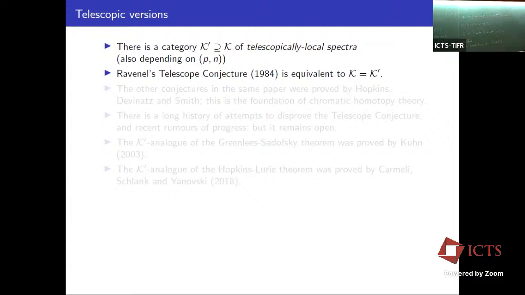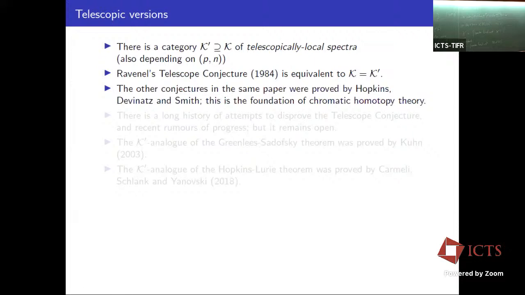And Ravenel conjectured that they were the same, and no one knows. There was this paper in 1984 by Ravenel, which had a whole bunch of conjectures in it. And this Hopkins-Devinatz-Smith nilpotence theory was basically the resolution of all of those conjectures apart from the telescope conjecture. And that was the whole foundation of chromatic homotopy theory. It was an enormously productive and fruitful thing, but they didn't manage to prove the telescope conjecture.